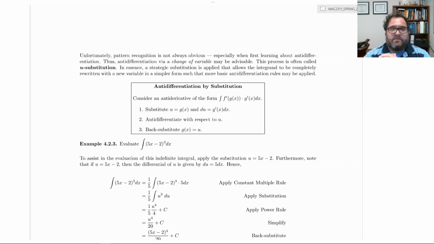But there are times where you just don't see it. Maybe you just don't see the chain rule, or maybe you're just having a hard time with that. I understand that. I remember this topic being very difficult for me when I took Calc 1, 15 years ago, I guess, at this point.